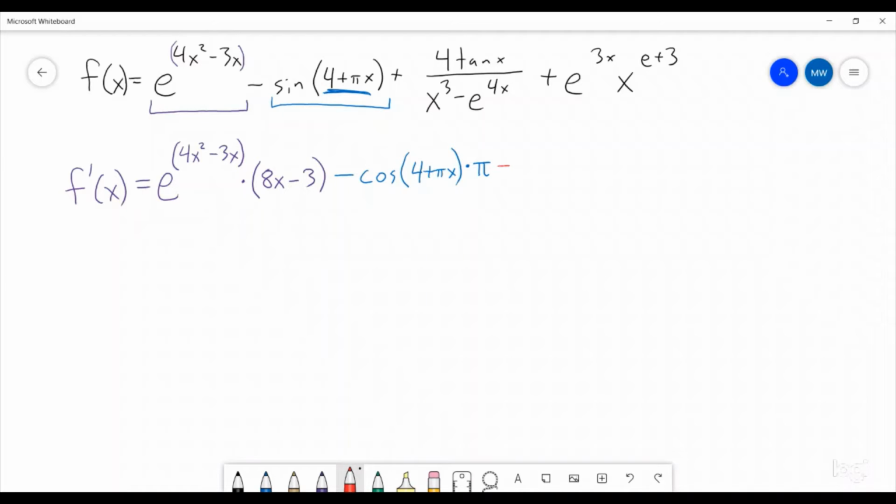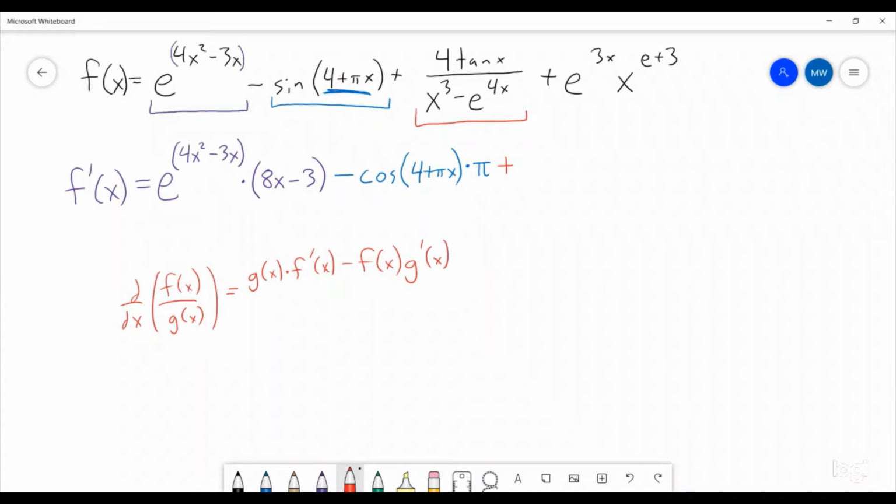Okay. Now we're going to add the derivative of this. This one's going to be a bit trickier because this one is not just the chain rule. This one's going to be using the quotient rule. So what's the quotient rule say? Well, if it's f of x divided by g of x, the derivative is going to be low d high, so g of x times derivative of the top, minus high d low, all over the bottom function squared.